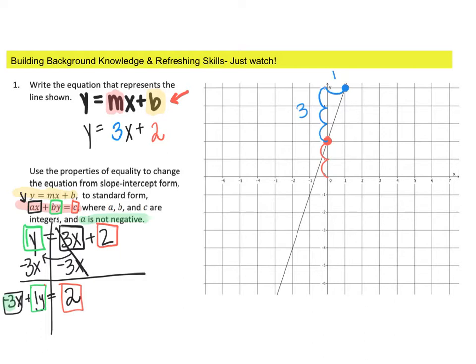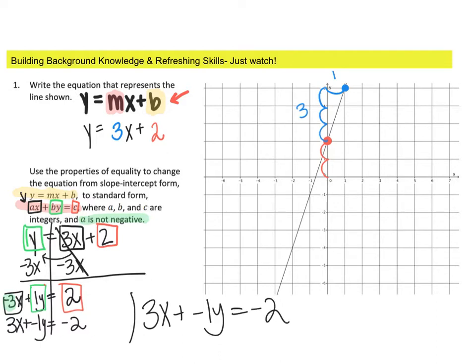Well, I would have to turn everything in my equation to the opposite. So if I did that, I would turn this to positive 3x. I would turn this to negative 1y. And I would turn this to negative 2. And that is now following my format. So my final equation in standard form is positive 3x plus negative 1y equals negative 2. And that's what we're going to be doing today.